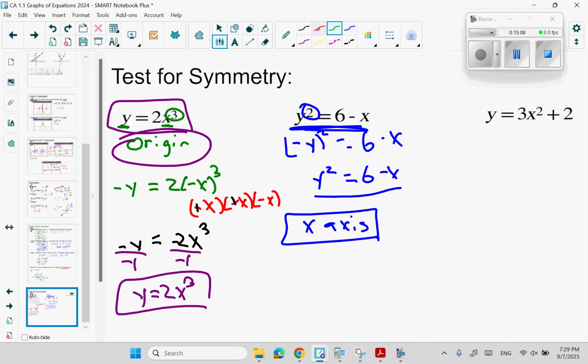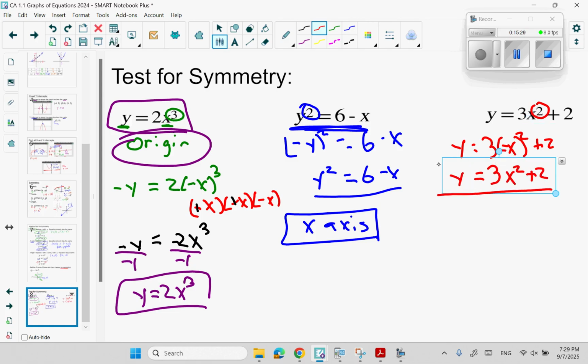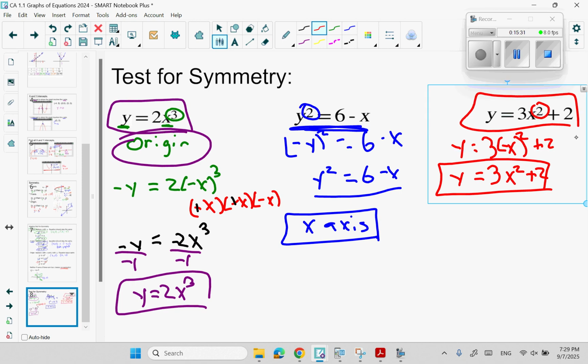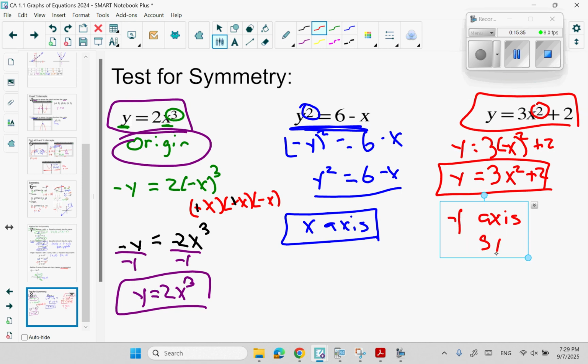Over here, I'm seeing x with an even power, so I'm going to flip that one. So y equals 3 times negative x squared plus 2. Order of operations says do the exponent. Negative x times negative x is positive x squared. So 3x squared plus 2 equals y. And of course, that's what I started with. So I would say this has y-axis symmetry.